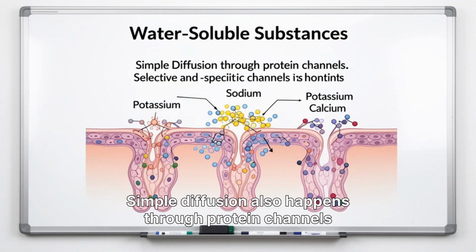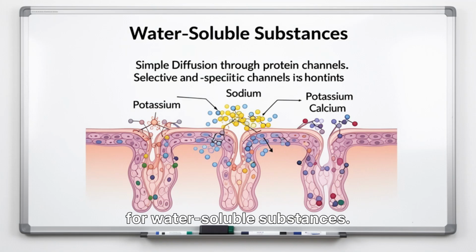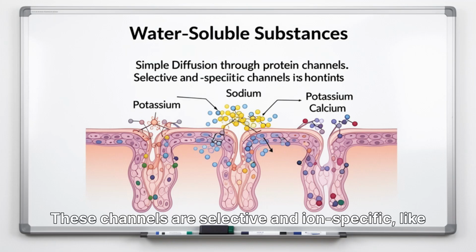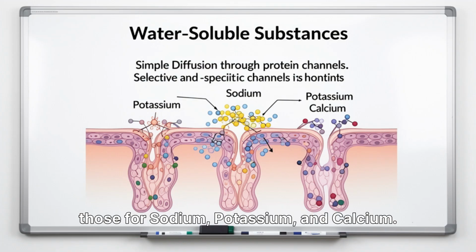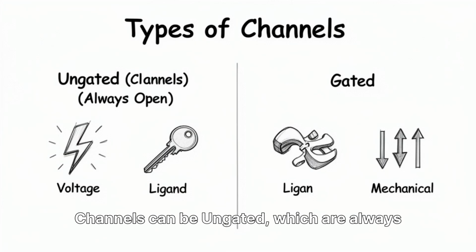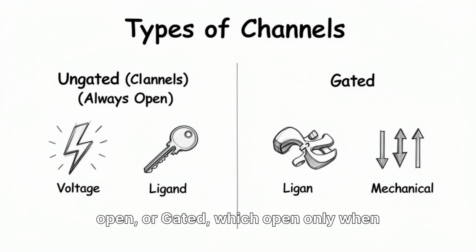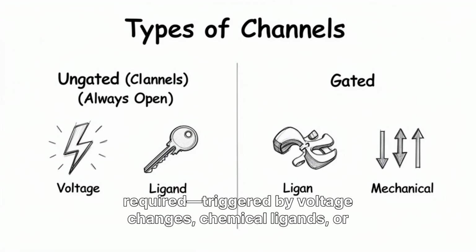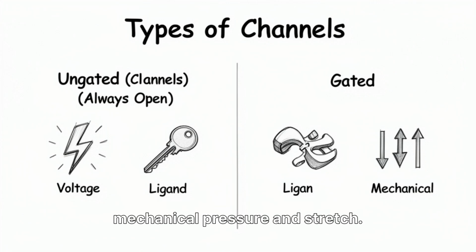Simple diffusion also happens through protein channels for water-soluble substances. These channels are selective and ion-specific, like those for sodium, potassium, and calcium. Channels can be ungated, which are always open, or gated, which open only when required, triggered by voltage changes, chemical ligands, or mechanical pressure and stretch.